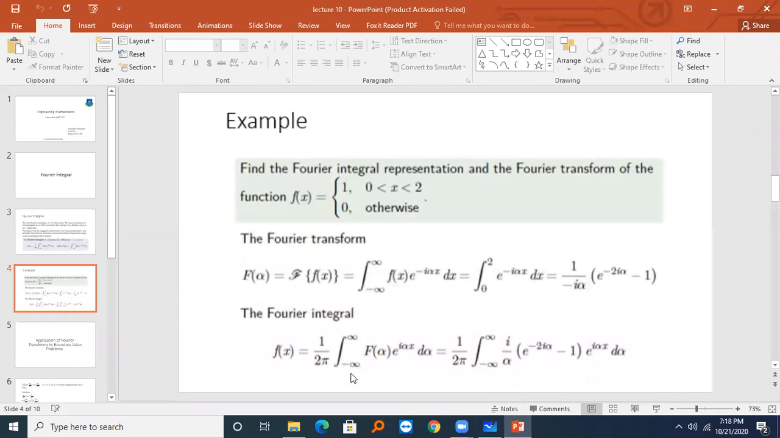After getting the Fourier transform, we will do the Fourier integral to this equation. So just put the Fourier transform here. F of alpha is replaced by this transformed form.